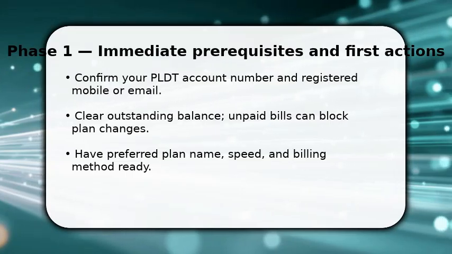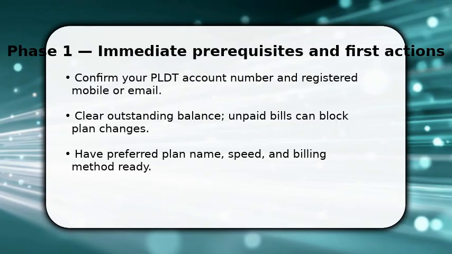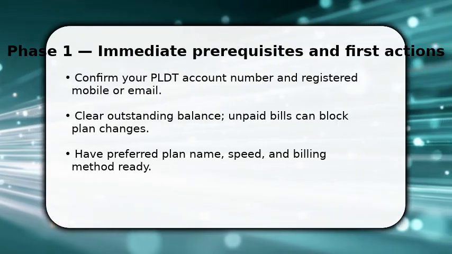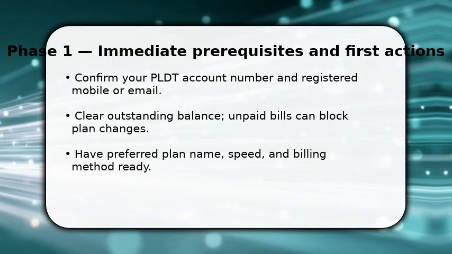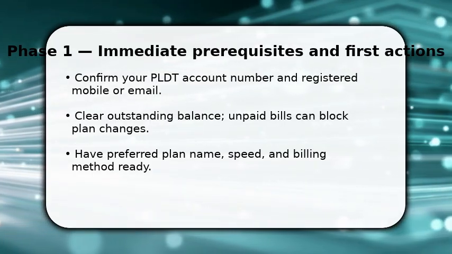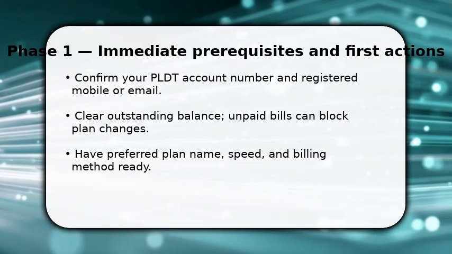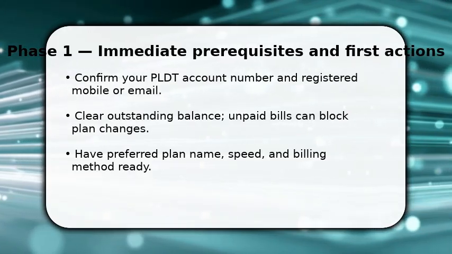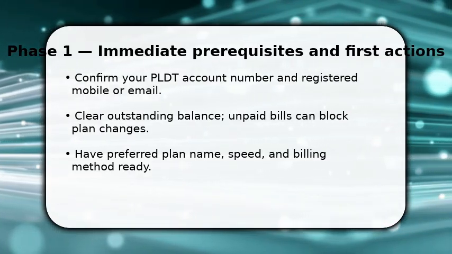You begin by verifying essentials, your PLDT account number and the mobile or email tied to it. Once done, make sure any outstanding balance is cleared, because unpaid bills can prevent changes. Next, pick the exact plan name and speed you want, and decide on billing method, card or auto pay.